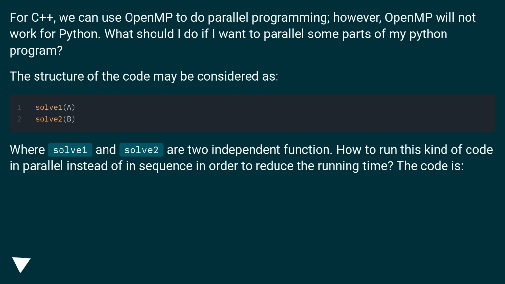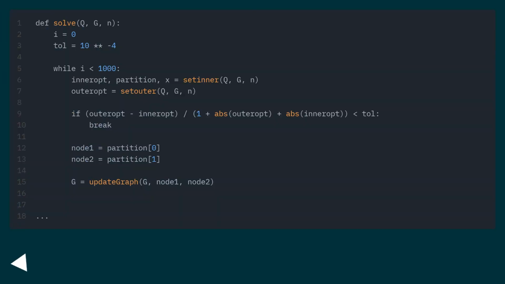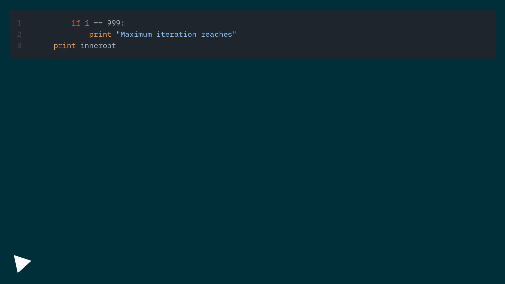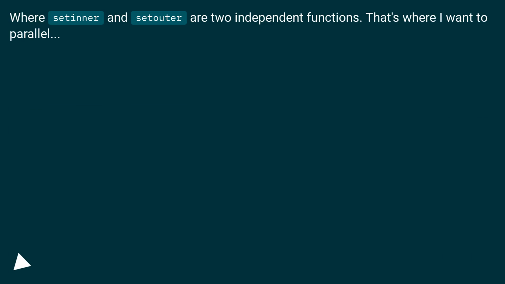The structure of the code may be considered as where solve1 and solve2 are two independent functions. How to run this kind of code in parallel instead of in sequence in order to reduce the running time. The code is where setInner and setOuter are two independent functions. That's where I want to parallelize.